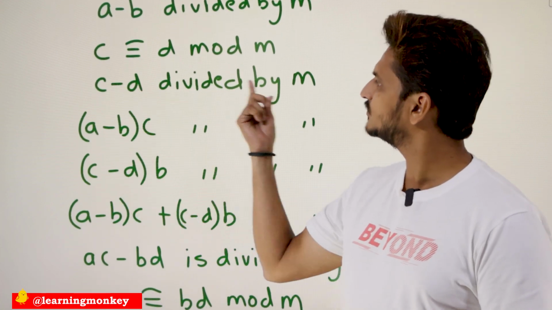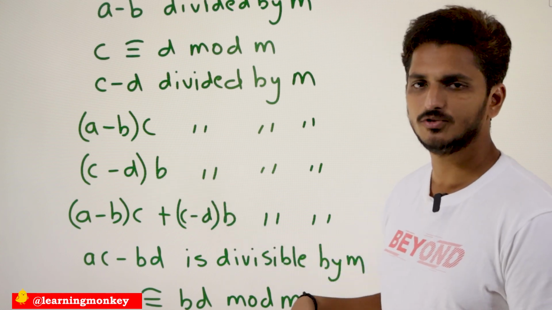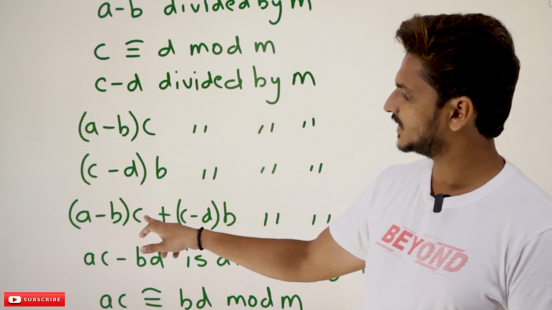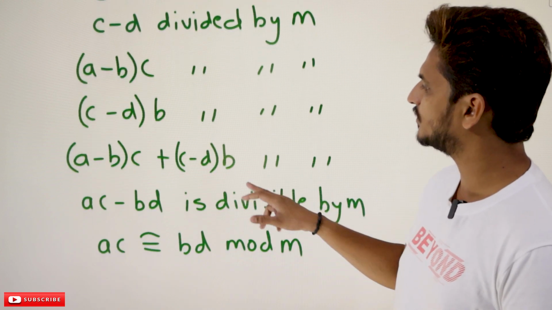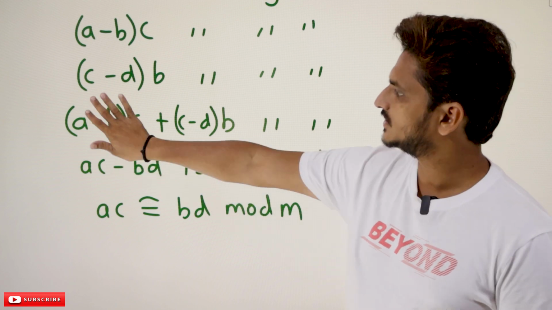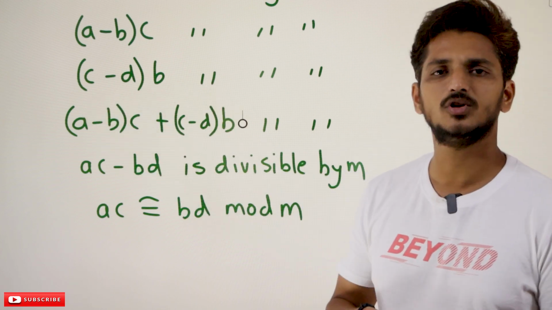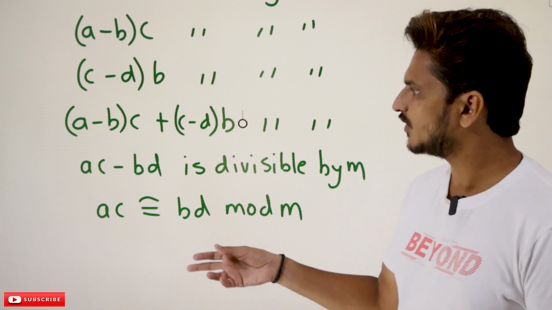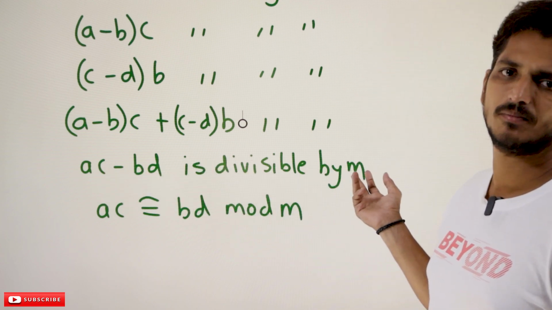Similarly, C minus D divisible by M means multiplying with some constant B, it is going to be divisible by M. So these 2 can be written as A minus B multiplied by C, plus C minus D multiplied by B. Definitely it is going to be divisible by M. Why? This is divisible by M, this is divisible by M. Adding them, definitely it is going to be divisible by M. So now this can be written as AC minus BD, which is divisible by M.